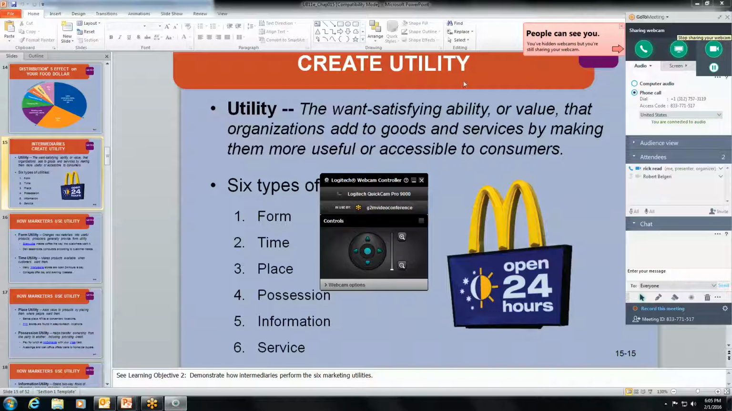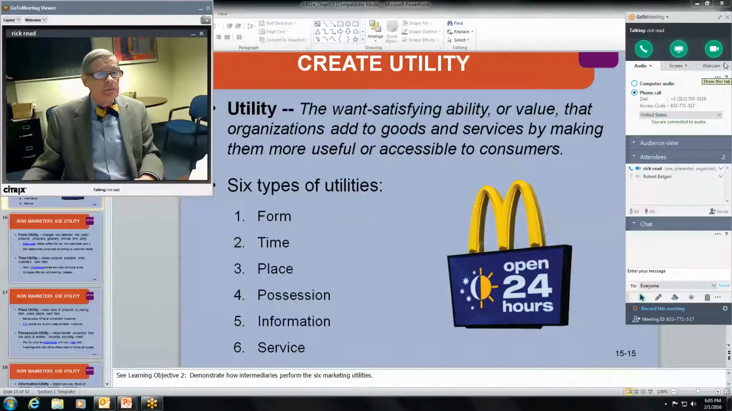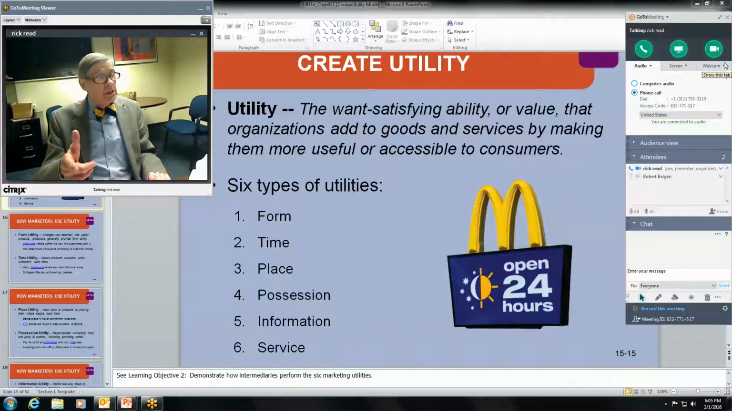So the utilities that the intermediaries perform are actually, in some cases, add value to the product: form, time, place, possession, information, and service.